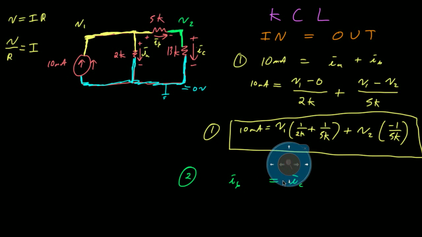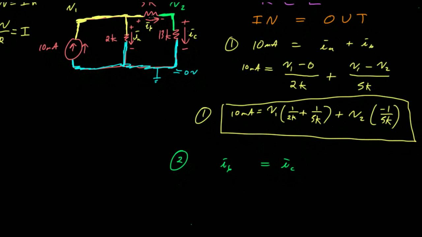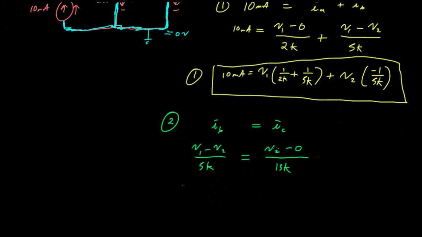So now, just like we did in this step, let's use Ohm's Law to rewrite our currents IB and IC. IB is easy. We actually already did this. IB is going to be V1 minus V2 over 5K, it's going to be V1 minus V2 divided by 5K. And then IC, the voltage difference is going to be V2 minus 0 volts, and then we just have to divide by the resistance, 13K.